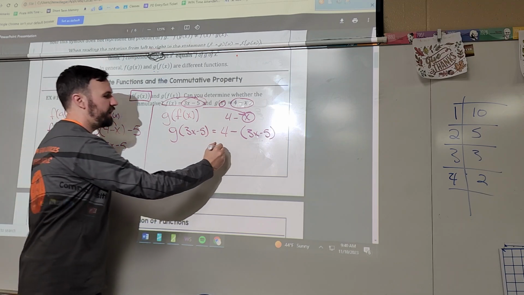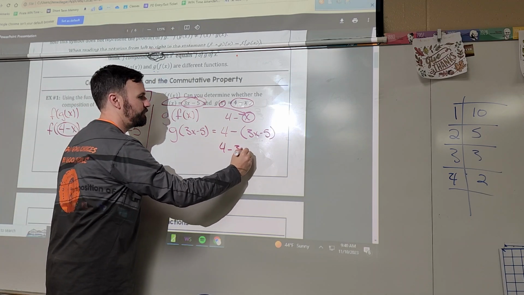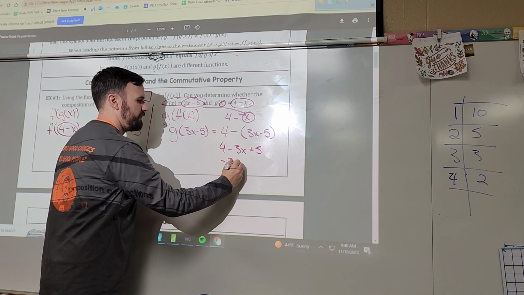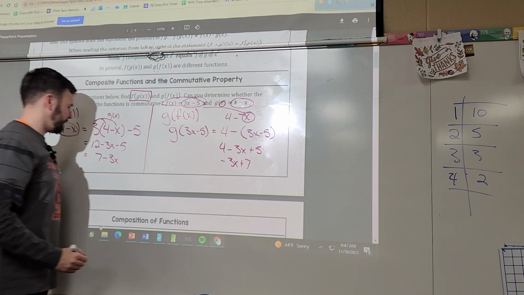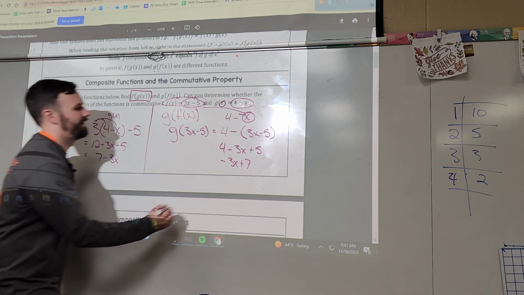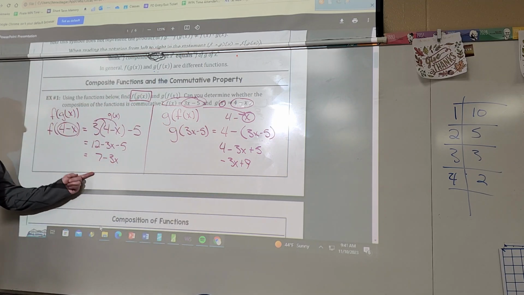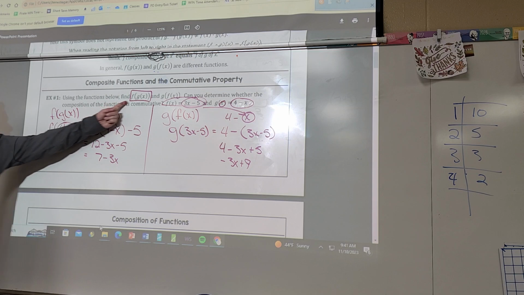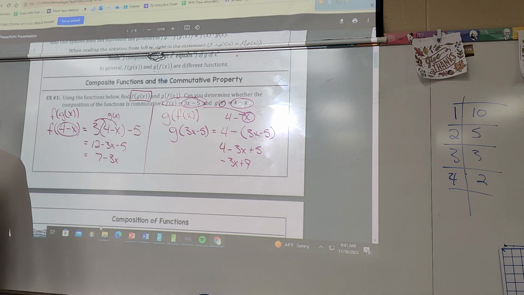Am I done with this one yet? No, we got to distribute and simplify. Wait a second. These aren't the same thing. But they're not supposed to be because these are different things, right? Phew, I was really scared there for a second.